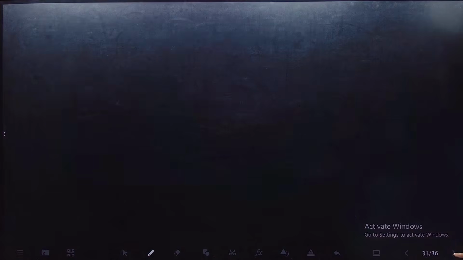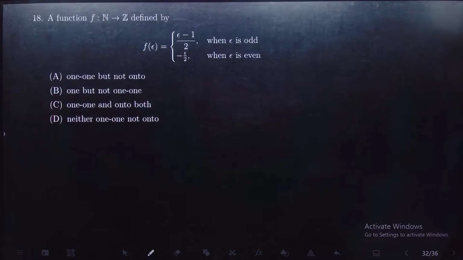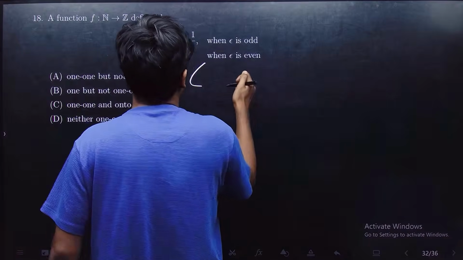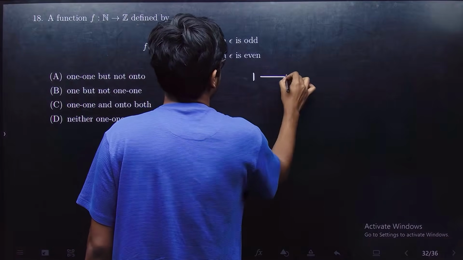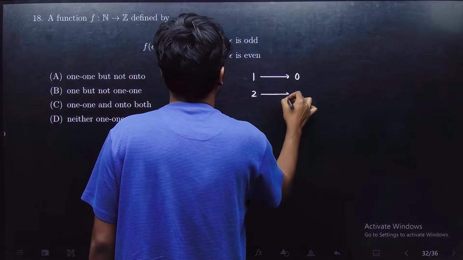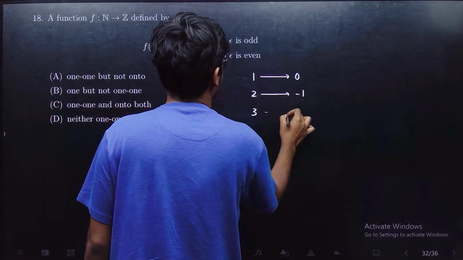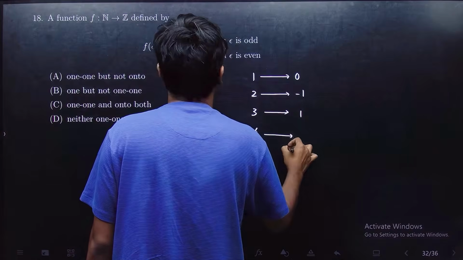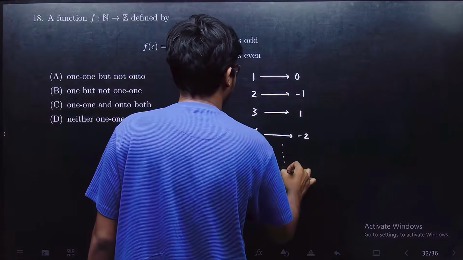Coming to the next one. You have defined a function from N to Z, which is epsilon minus 1 by 2 if epsilon is odd and minus epsilon by 2 if even, okay. So observe that if you just look at where this maps all the epsilons, okay. So for 1, 1 is odd, right? So 1 gets mapped to 0. 2 is even, so it's going to get mapped to minus 1. 3, it's going to get mapped to 3 minus 1 is 2, so plus 1, right? 4 is going to be mapped to minus 2, and so on and so forth, right?